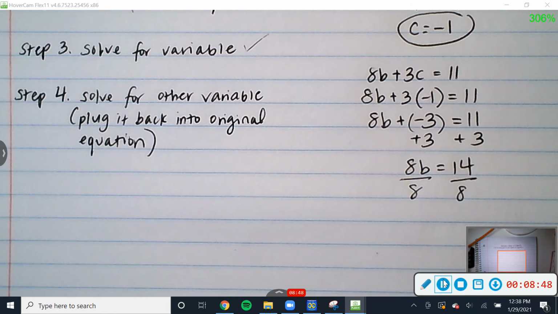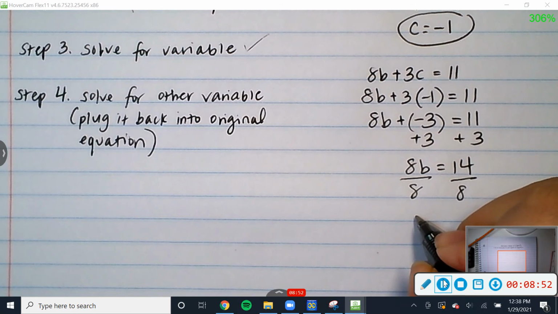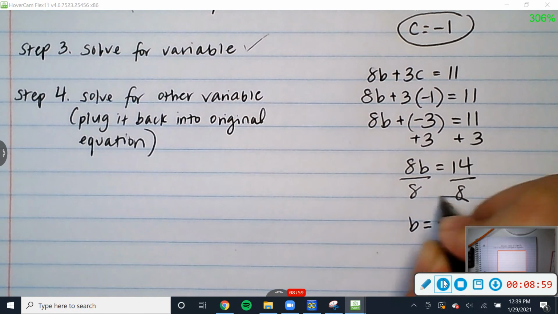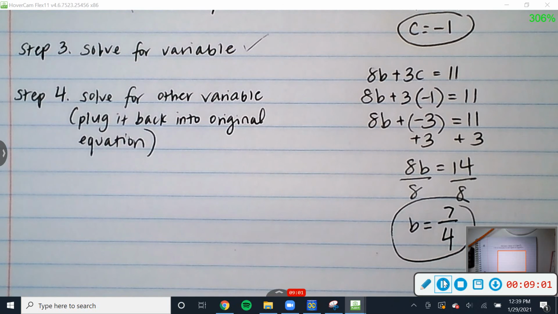In this case, I'm left with a fraction, so I'm going to simplify this fraction. b is going to be 7.